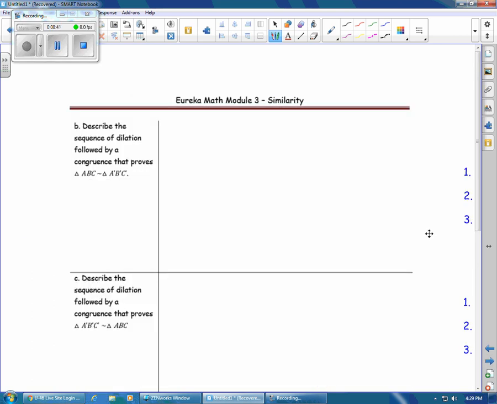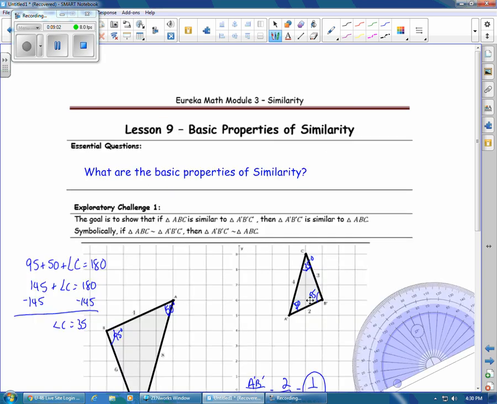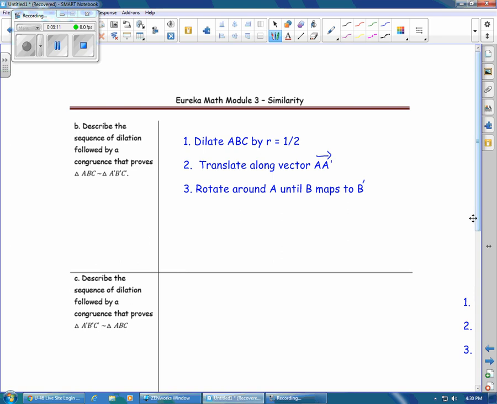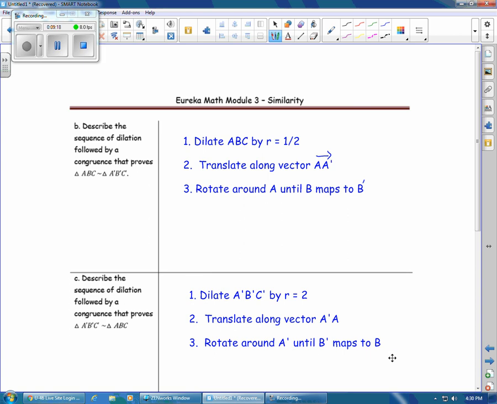So if I was describing that, this is how I would describe it. I'd say dilate triangle ABC by a scale factor of 1/2, translate along vector AA prime, and rotate until B maps to B prime or until C maps to C prime, either way. Now, if I wanted to go the other direction, if say I wanted to get my little triangle to map on top of my big triangle, I'd have to grow this one by a scale factor of 2 and then do the same thing. I'm going to be translating along the vector and rotating around A prime until B prime maps to B, or until C prime maps to C. Either way, I'm just going in that direction to go back. I hope that makes sense to you.